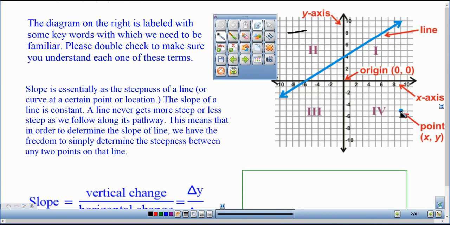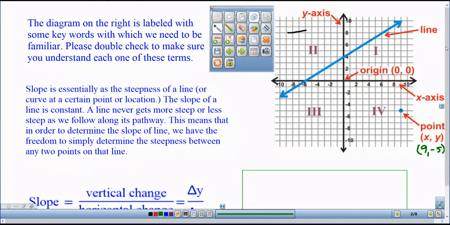This is a point, and if I were to name that point using the graph to read it, it looks like it's at a 9 on the x, and it looks like it's a negative 5 on the y. So this would be the ordered pair 9, negative 5 if you wanted to specifically name that point. This is the x-axis. This is the y-axis. The origin is the ordered pair 0, 0. That's where we start anything. And then this is a line. We'll talk more about those in just a bit.